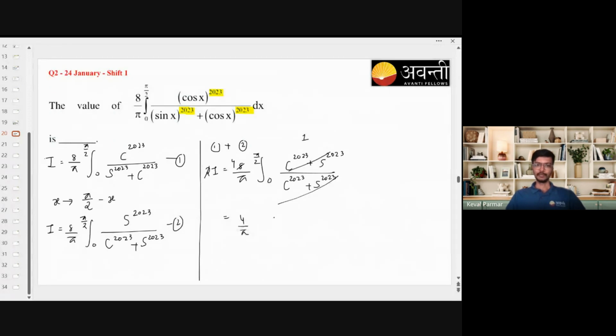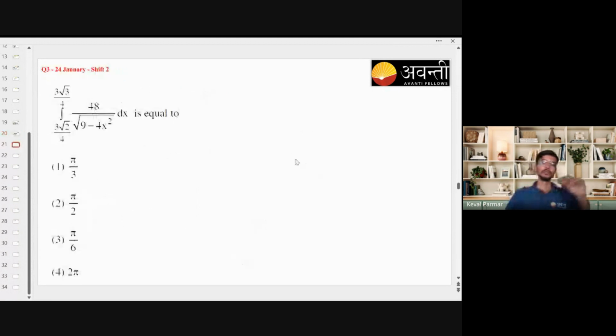What is the integration of 1? It is x, upper limit minus lower limit. So we'll get pi by 2. So pi and pi will get cancelled, and the final answer will be 2. Again, this was an integer type question. I hope you know these are the January 2023 questions of JEE Mains. So the answer is 2. Let's see what we have next.